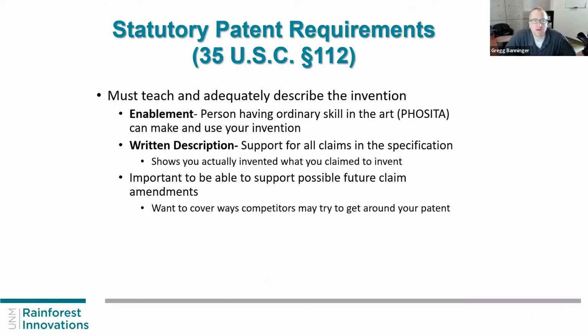The next requirement is you must teach and adequately describe the invention. There are 2 kinds of forms to this. There's enablement. So someone of ordinary skill in the art in the area of the technology must be able to see your patent and be able to make and use your invention. The other thing is any claims that you have or future claims you write in the application, and I'll discuss in future slides what claims are, they must have support in the specification. So the idea here is you have to actually show you invented something.